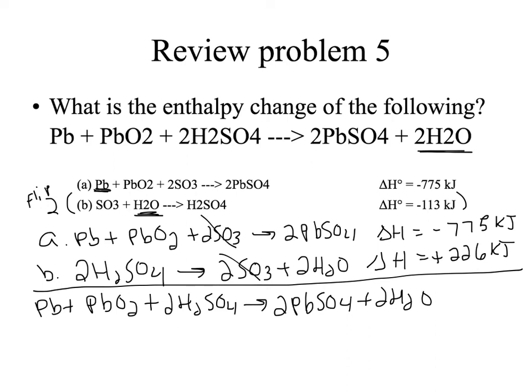We add the delta H's as well. So my delta H, negative 775 plus 226, gives me a negative 549. And the unit is, of course, kilojoules because the unit of both of our delta H's was kilojoules. Sig fig wise, no decimal points in either delta H, so no decimal points in our answer.